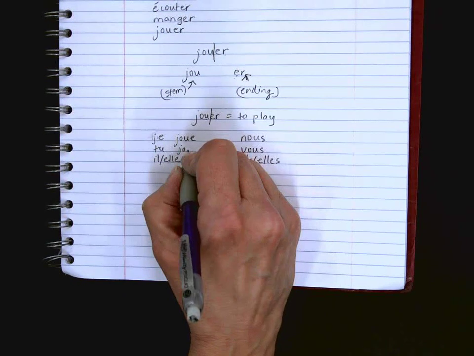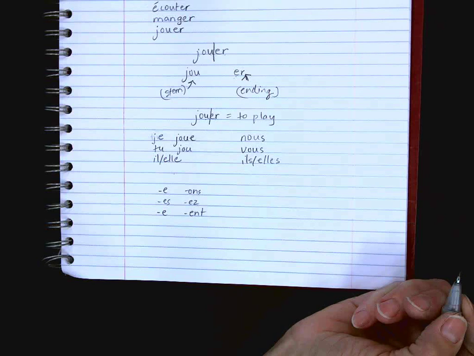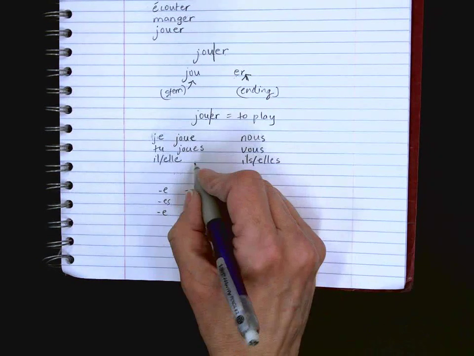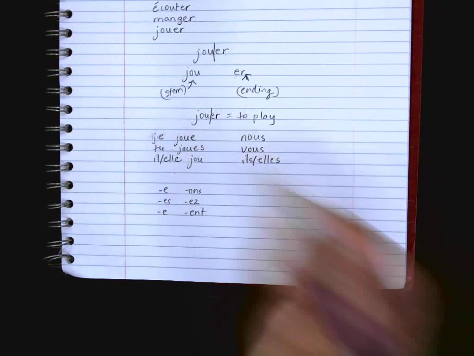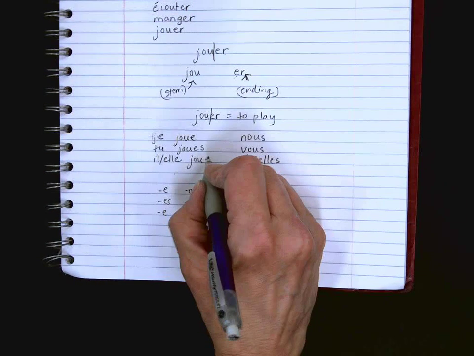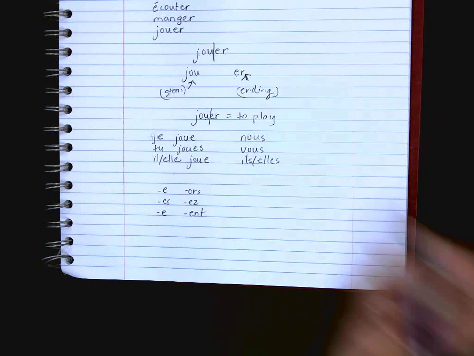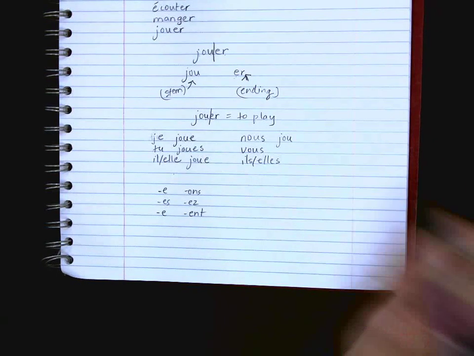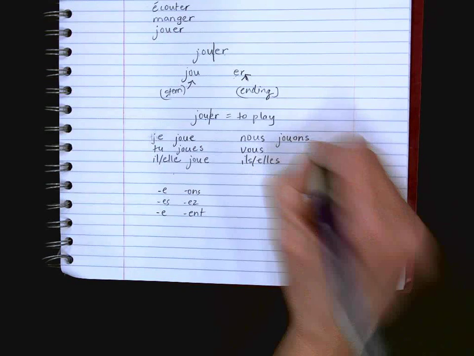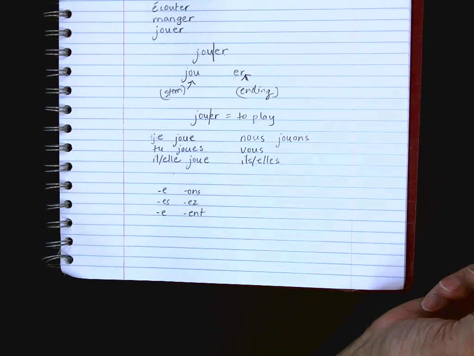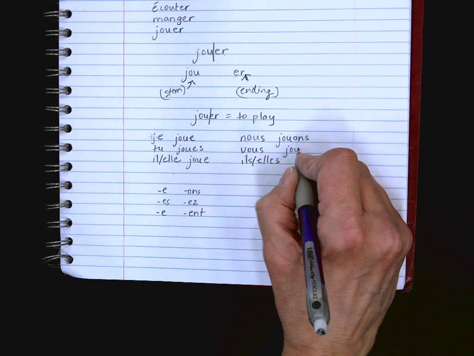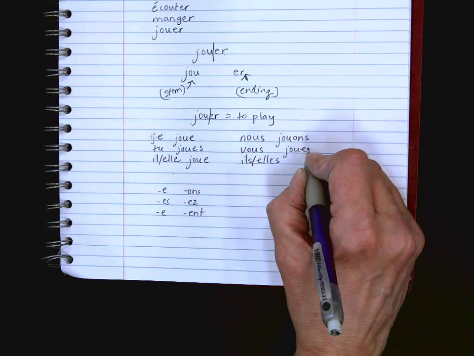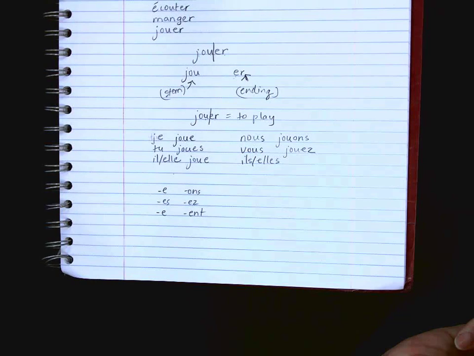So anyway, the next one, here's your stem. What ending goes on here? Es, and it's pronounced tu joues. Stem for this one, what goes on the ending? E, il joue, elle joue. Okay, then we have the stem. What goes on here? O-N-S, so it's pronounced jouons, nous jouons. And here's the stem for vous. What is it? Easy. Vous jouez.